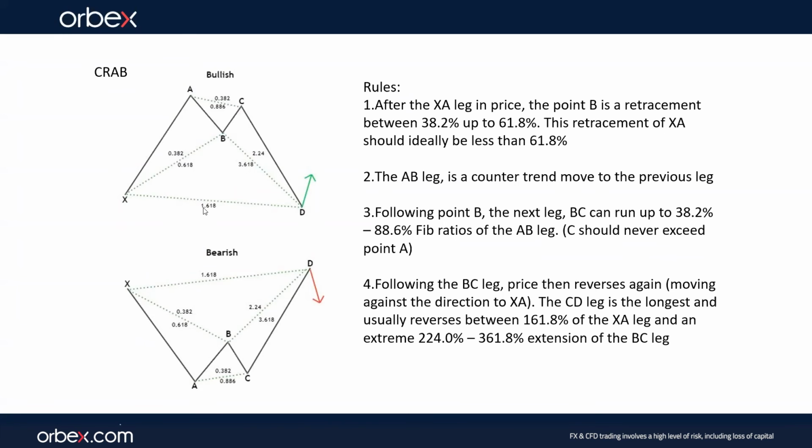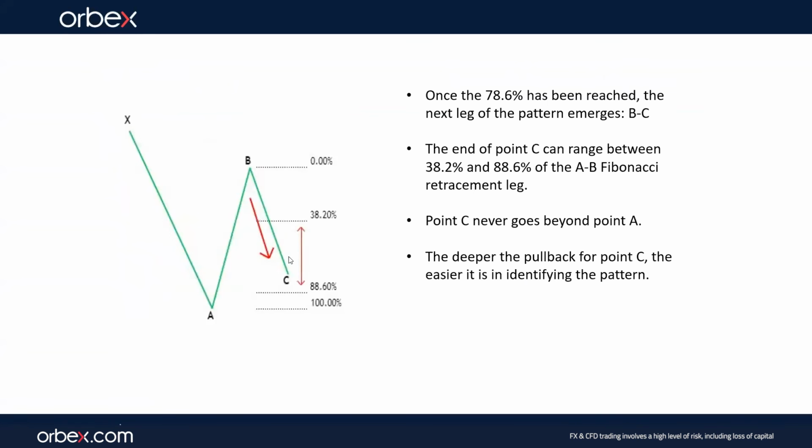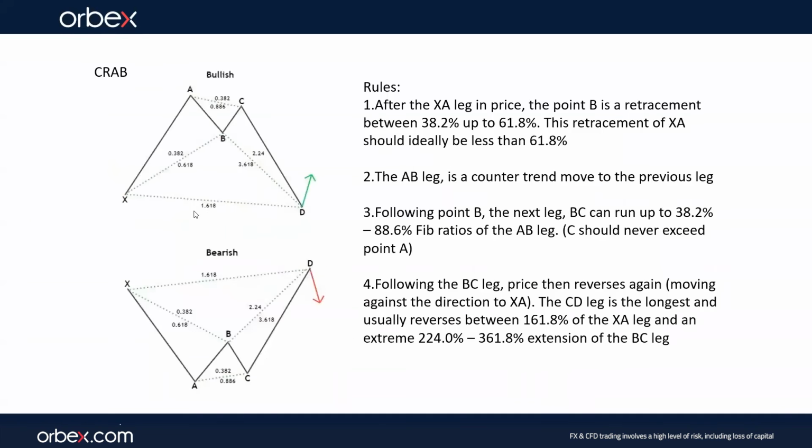I haven't gone through every single leg like I did here because I'm presuming you're getting the general idea now of what these numbers mean. So I'll talk you through them one by one though. So X to A, we're looking at the 38.2 to 61.8 leg and of A to B. And then we're going through another retracement back down from B to C, and this could fall anywhere between 38.2 and 88.6. And then to make point D, we've got extensions as well again. So we've got point B, the next leg, B to C, can run up to 38.2 to 88.6 like we've seen. But C should never exceed point A.